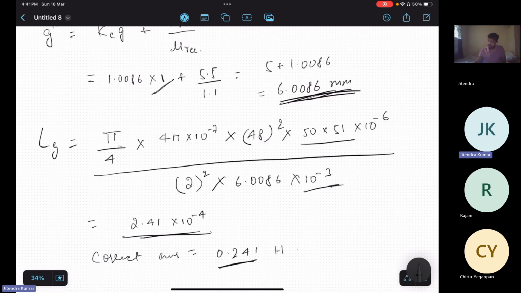According to your calculation, you are getting 0.241 millihenry, but in the answer it is given as Henry. So some 10 to the power minus 3, either the solution manual has provided it wrong, or in the answer range, or there might be some calculation error from your side. So just please re-verify it after this session. So this is all about this week's assignment. Any final doubt before we wind up the session?